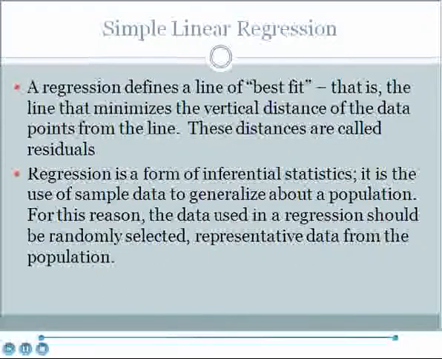Regression is a form of inferential statistics. It's the use of sample data to generalize about a population. For this reason, the data used in a regression should be randomly selected, representative data from the population.